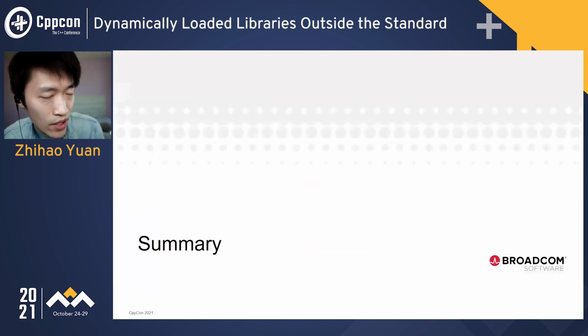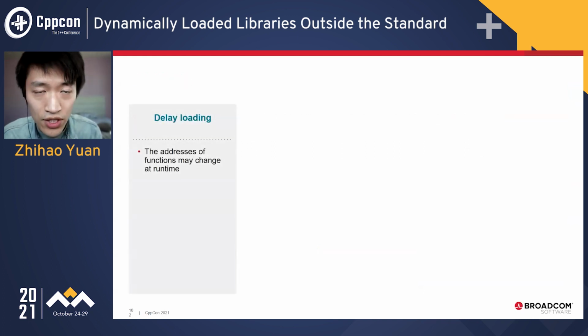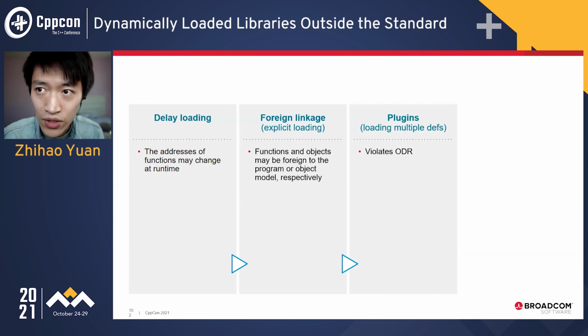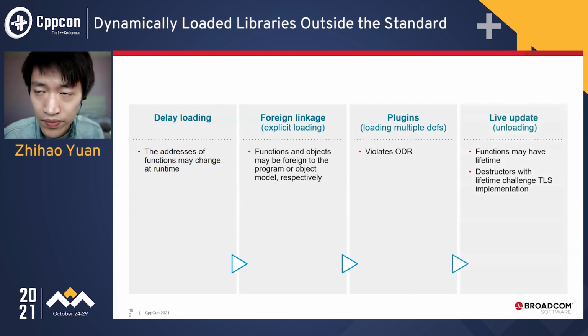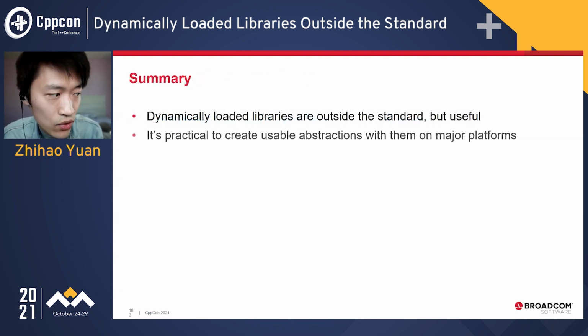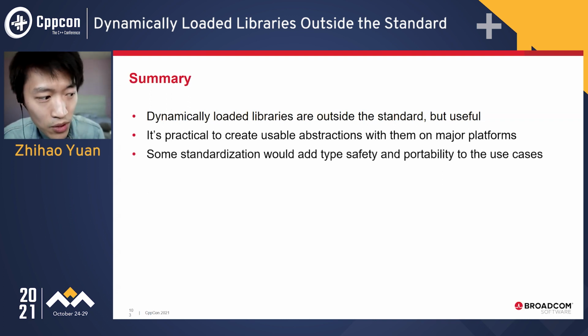Let's continue the talk. To summarize, dynamically loaded libraries are not standard, but they are useful. We see lots of use cases, such as delay loading, linking with entities with foreign linkage, which requires explicit loading, loading entities with multiple definitions, and live updates, which requires unloading. As you can see, the more dynamic our use cases are, the more they are outliers compared to the standard. So they are useful, but fortunately, it's practical to create useful abstractions within our major platforms, given platform-specific guarantees and vendor-specific extensions. And I believe some standardization would add type safety and portability to those use cases.